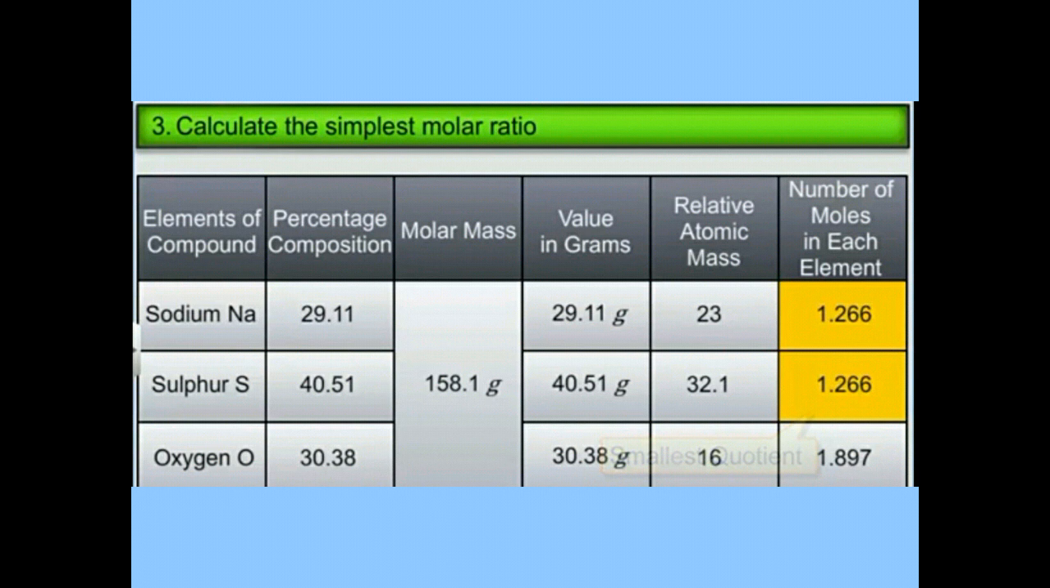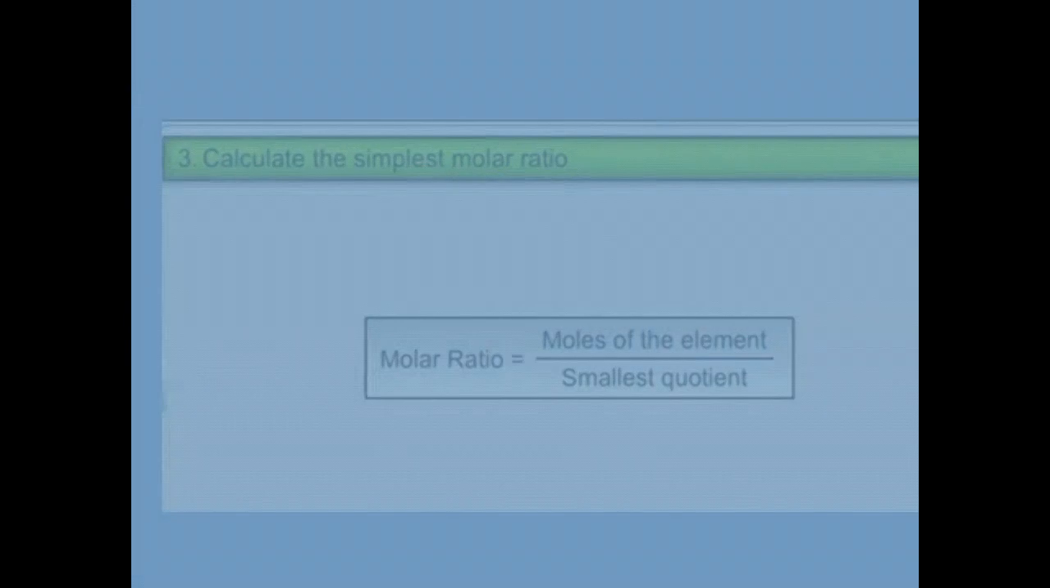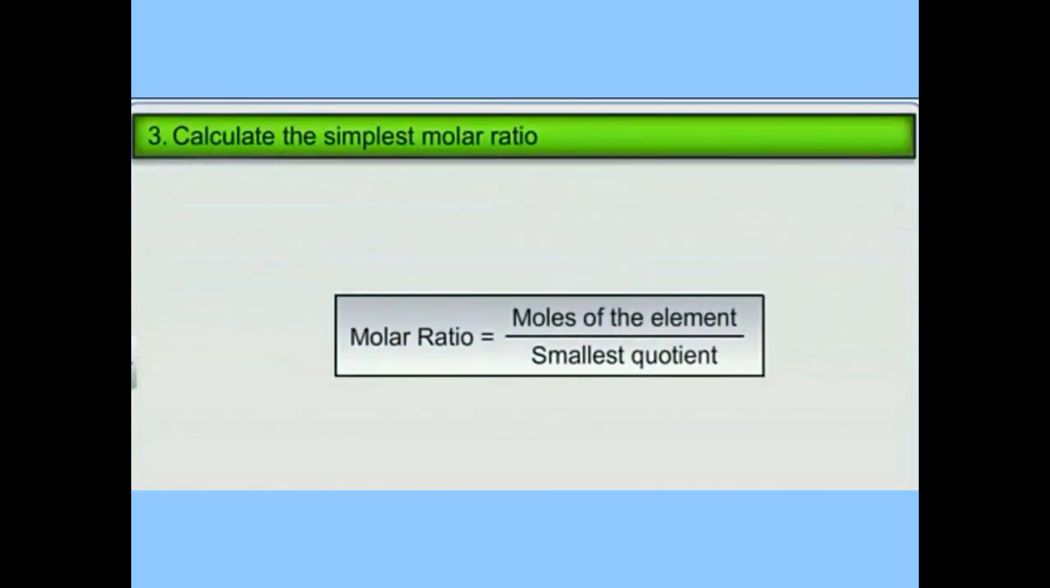Simplest, this is also simple, but if it can be even simpler, we have to do that. These are the number of moles. Now what do we want? We want the ratio. So what will we do for the ratio? To calculate the ratio, we will see which is the smallest quotient. Among the number of moles we have got, which is the smallest?